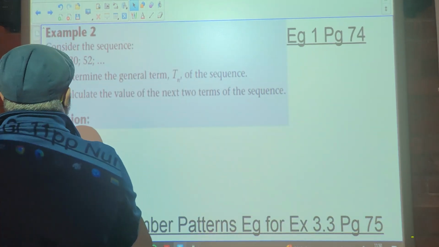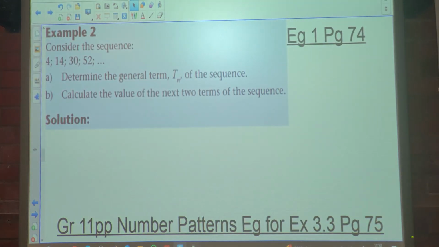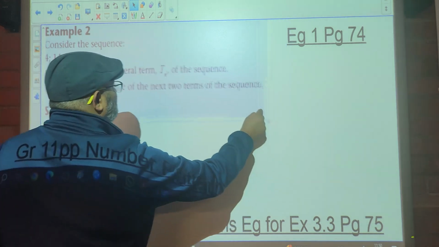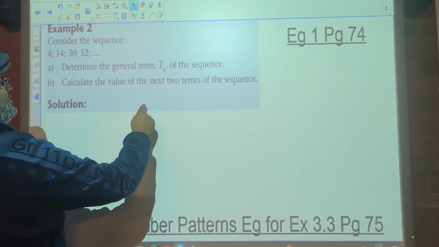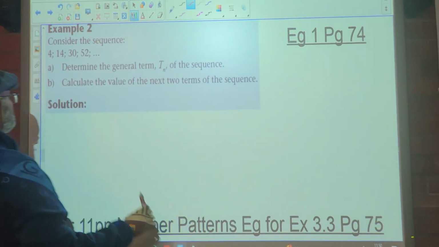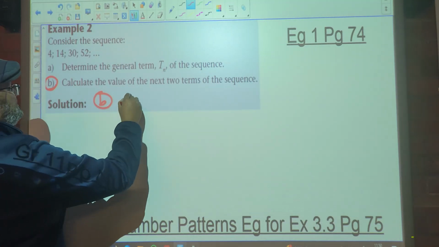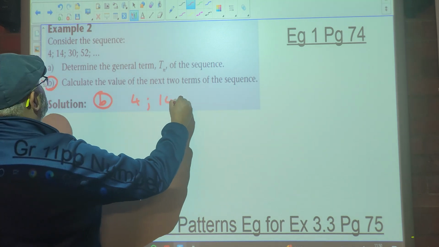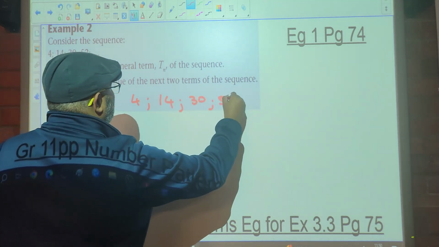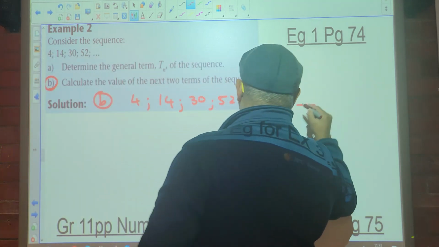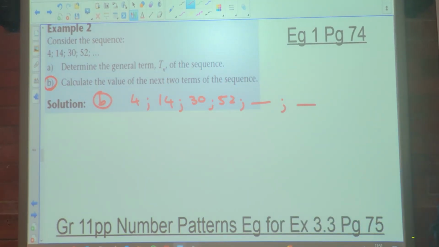Consider the sequence 4, 14, 30, 52. Right, this one is more like it. No? They say no, this is not more like it. Why? Because again they're starting off with the next 2 terms. What's wrong with it? Right, let's go. B. We're doing B first, because in the exam they ask you to write down the first 2 terms, and then they ask you for the general term.